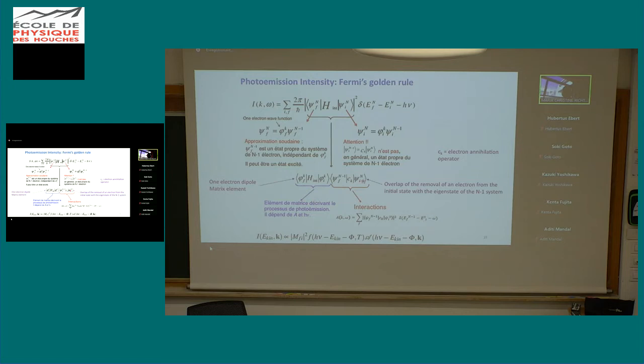And the other part is the overlap of the removal of an electron from the initial state with the eigenstate of the N minus one system. So this contains the information of the electronic state together with its interactions, which are electron-electron interactions and electron-phonon or other boson interactions. And this part is expressed by the spectral function. So here the intensity is expressed again as the matrix element modulus squared, multiplied with the spectral function and an additional Fermi-Dirac function, giving you the probability of occupation of the state.